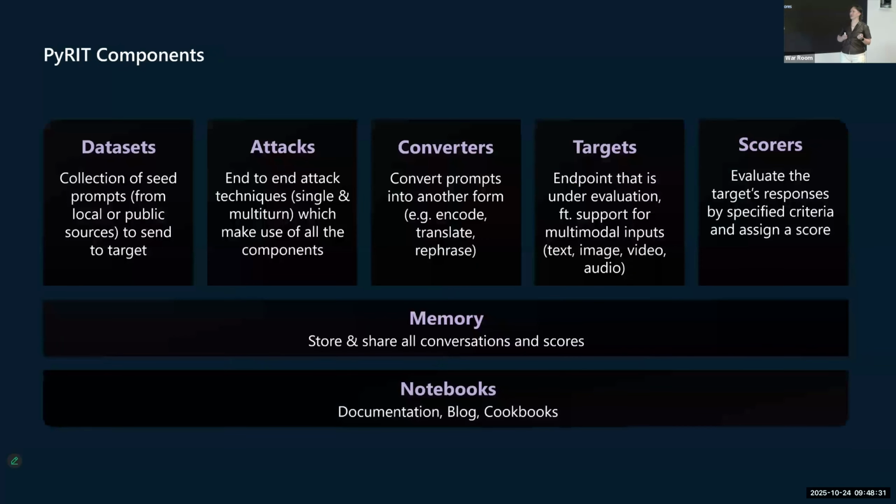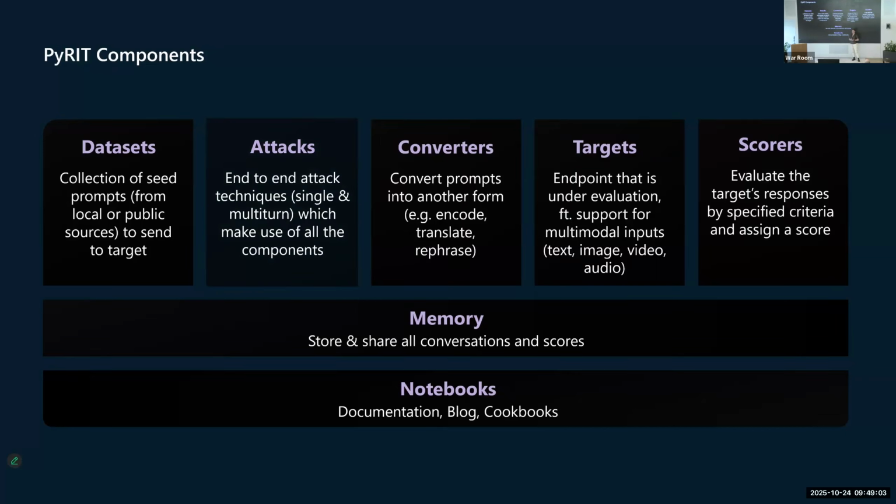I'm going to quickly go over the components just to make sure we're all on the same page, but you can think about PyRIT as automating the red team operation workflow. We're going to start with data sets. Every operation begins with a data set. What prompts will you send to the model or the generative AI system at large to test your harms? We have the ability to either ingest from a local data set that we've created or connect to public data sets that are available online.